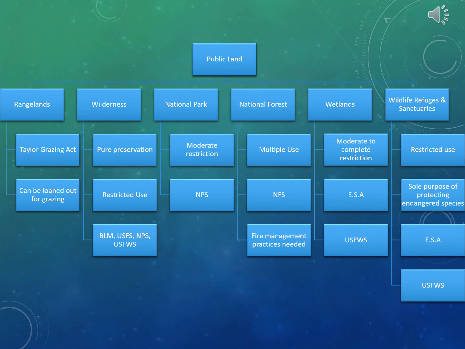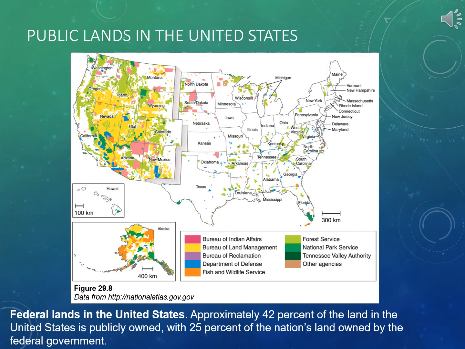It is typically managed by the Endangered Species Act, which has specific conditions about the maintenance of habitats and is under the purview of the U.S. Fish and Wildlife Service. Lastly, you have the Wildlife Refuge and Sanctuary. This is complete restricted use. If you don't work there, you can't go there. It has the sole purpose of protecting an endangered species and maintaining its habitat, which means it is managed under the Endangered Species Act, and it is also under the purview of the U.S. Fish and Wildlife Service.